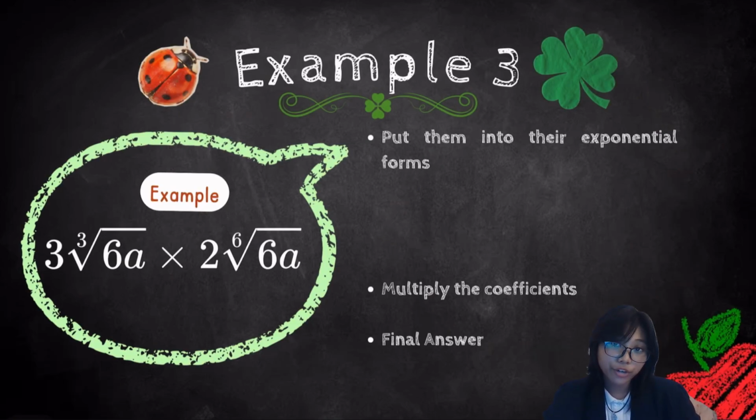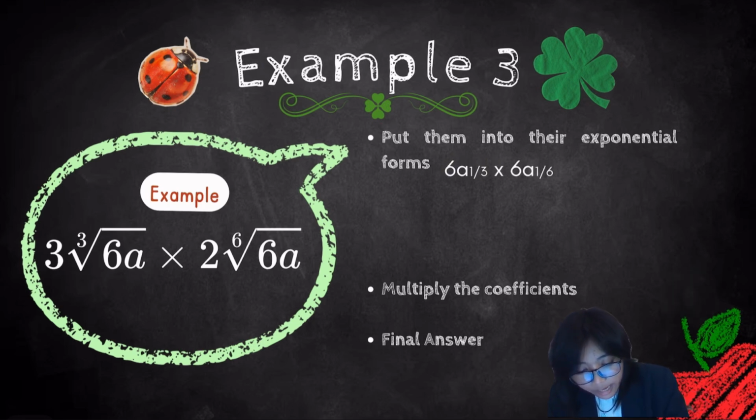Hi, I'm Freya, and I'll be explaining how to solve the third problem. Our problem is 3 times the third root of 6a multiplied by 2 times the sixth root of 6a. The first thing we're going to do is turn these radicals into their exponential form. So, 6a raised to 1 over 3 multiplied by 6a raised to 1 over 6. Following the basic law of exponents, since these two have the same base, we can now just multiply their exponents.